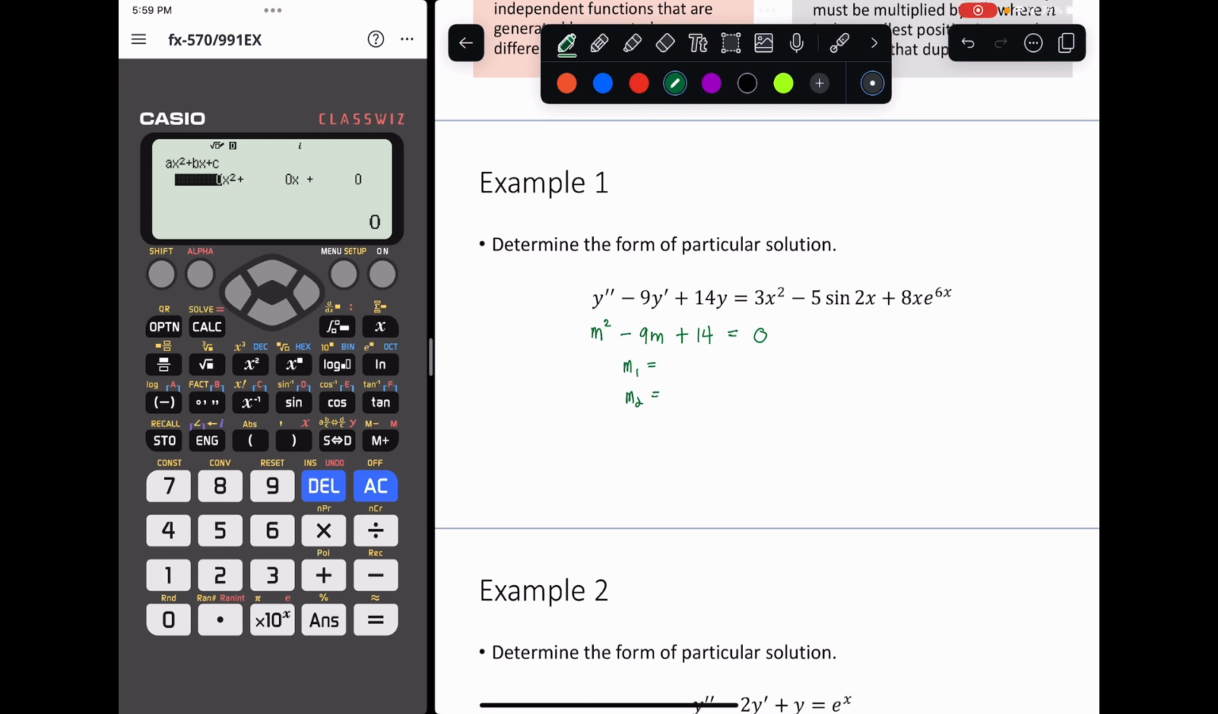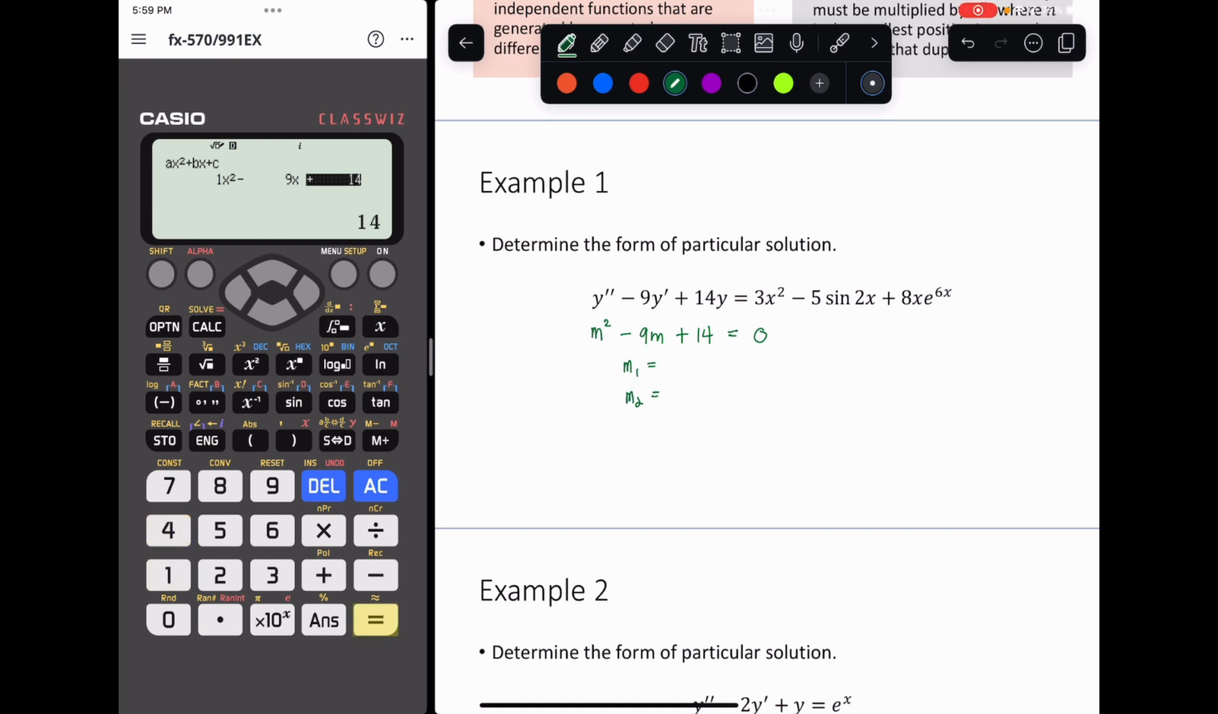So I'm going to write the coefficient. For each given term, m squared, the coefficient is 1. So I'm going to type 1, then the equal sign. And then for the coefficient of x, it's negative 9, so negative 9 equals. And then for the constant, that is 14, equals.